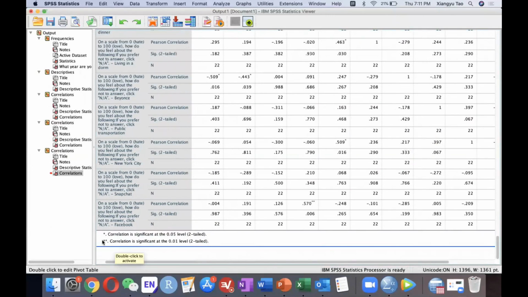And you can see here, the correlation is significant at the 0.05 level, 1 star. Correlation is significant at the 0.01 level, that will be 2 stars.